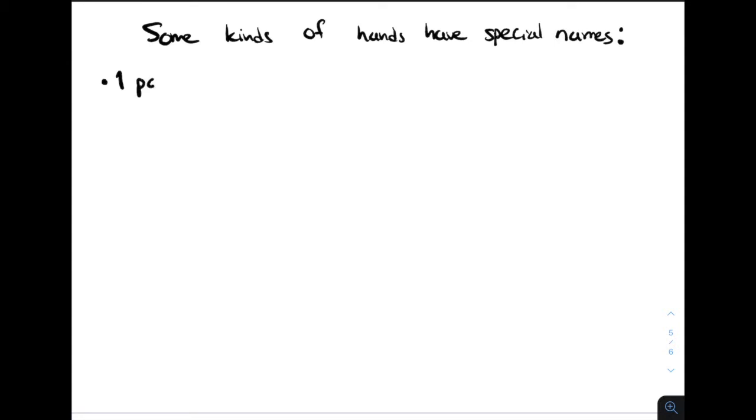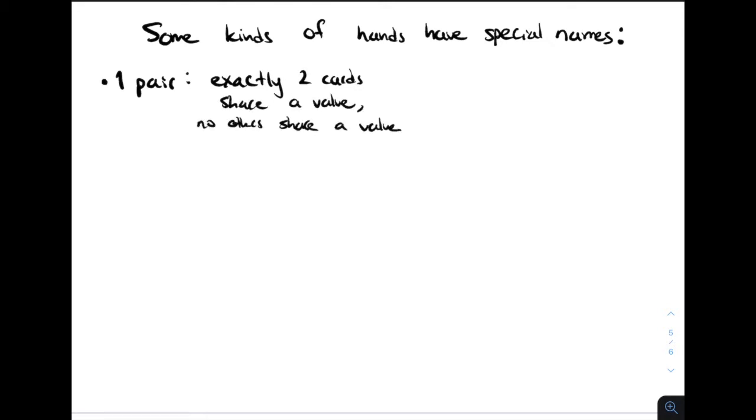hands. Some kinds of hands have special names. We could have a single pair, which looks like exactly 2 cards sharing a value, and no other cards share a value. An example would be a hand that consists of a 2 that's a spade, a 2 that's a heart, a 9 that's a heart, a king that's a club, and a 7 that's a spade. Our one pair is the 2 of spades and the 2 of hearts.